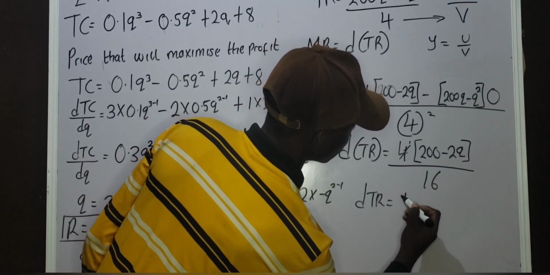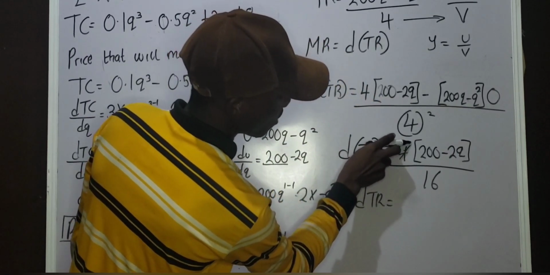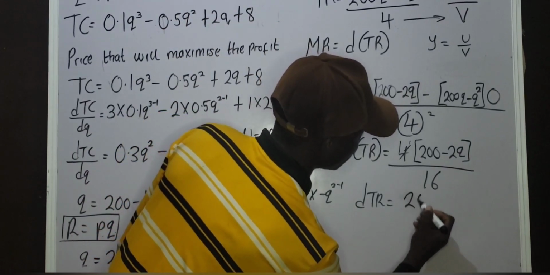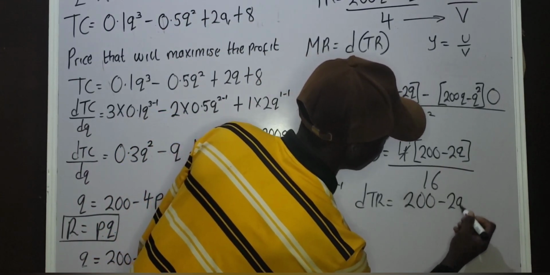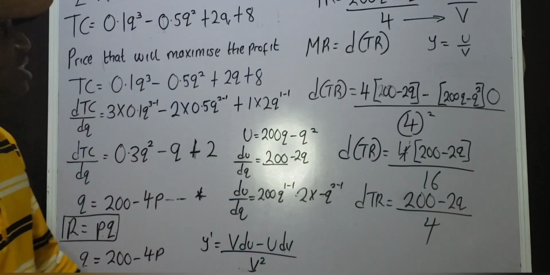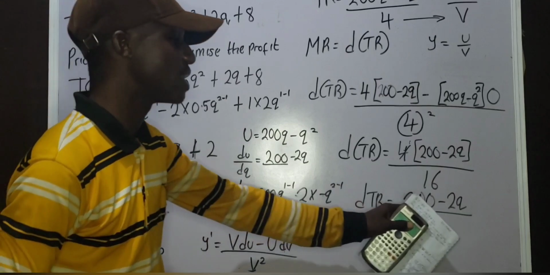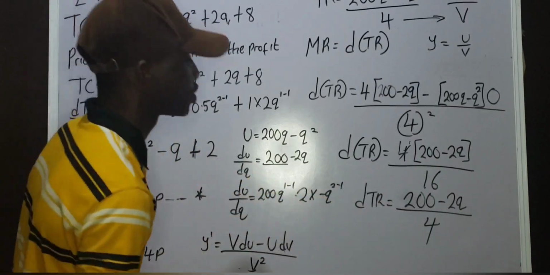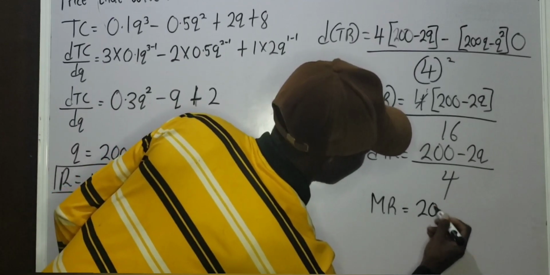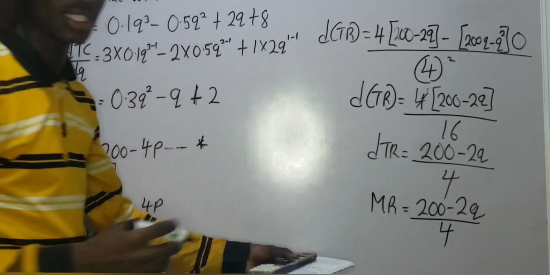So I'm left with what? 200. Just pay attention, okay? 4 here 1, 4 in 16, that is 4. You understand? So I'm left with what? 200 minus 2q all over 4. Do you understand how I got this? So the derivative of the total revenue function is what? 200 minus 2q all over 4. So the marginal revenue function MR is equal to 200 minus 2q all over 4. Do you understand how I got this?